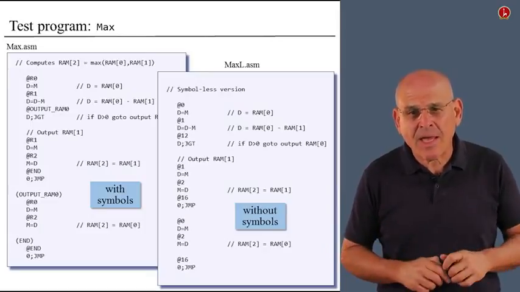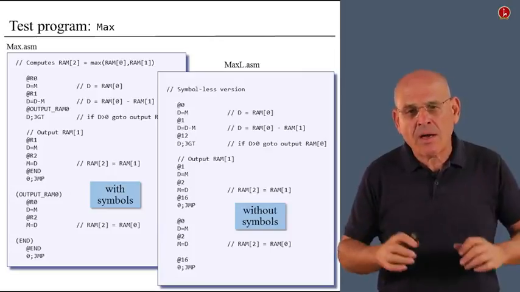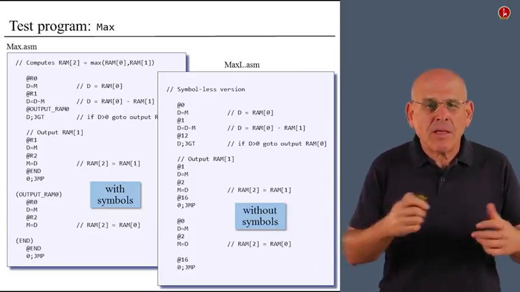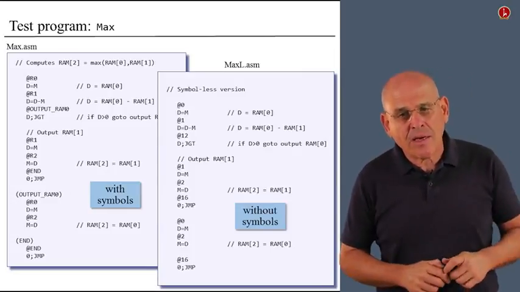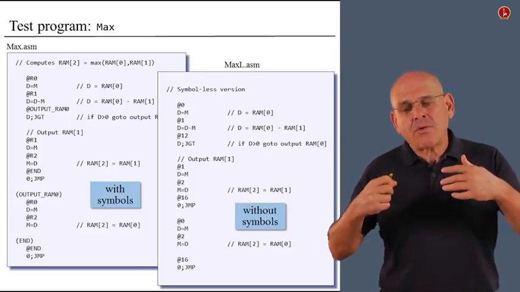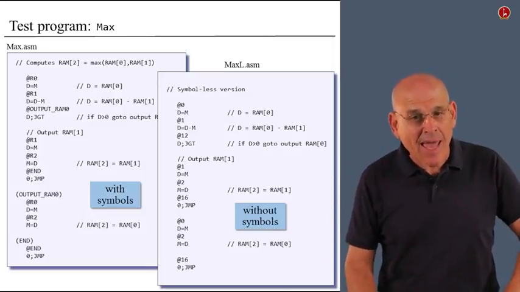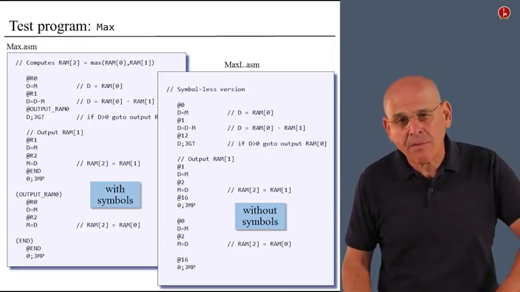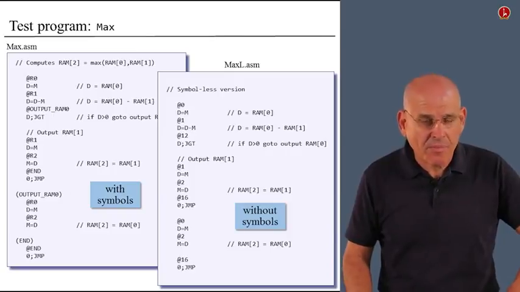Without symbols. The only difference between these two programs is that in the second program, we replaced every symbol with its numeric meaning. And once again, once you write your basic assembler, you should test it on Max L, and only later, when you add the ability to handle symbols, you should test your assembler on Max.asm.